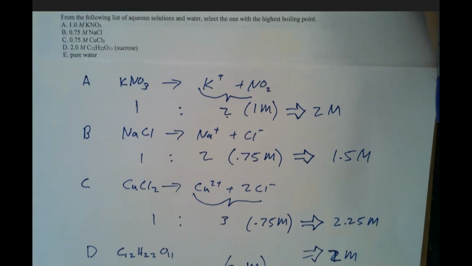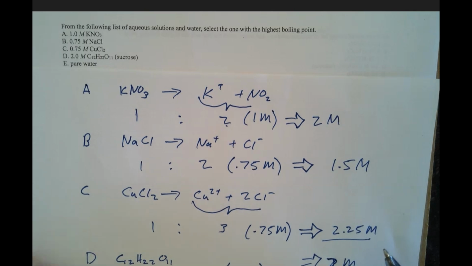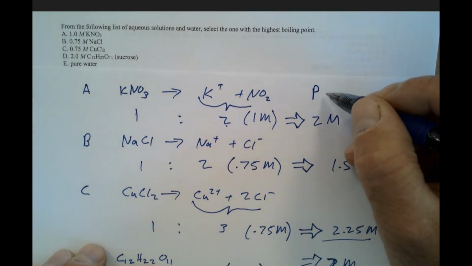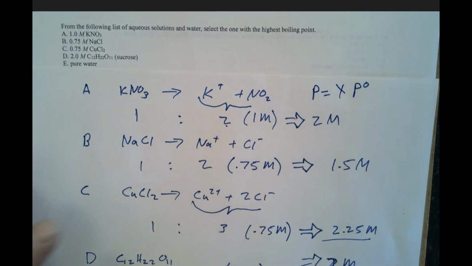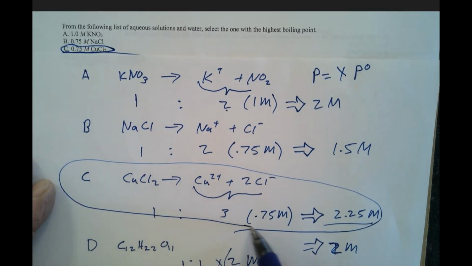So now we should have enough information to figure this out. Which one do you want to select? Yeah, C has the most particles in here. It's going to elevate the boiling point the highest, or we're going to say it's going to lower the vapor pressure, mole fraction. C, right here. That is correct.